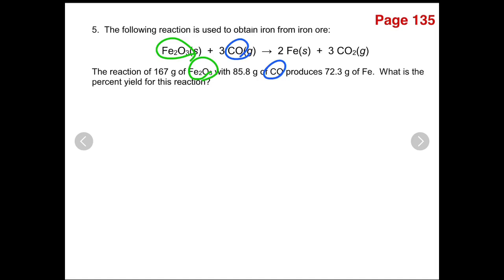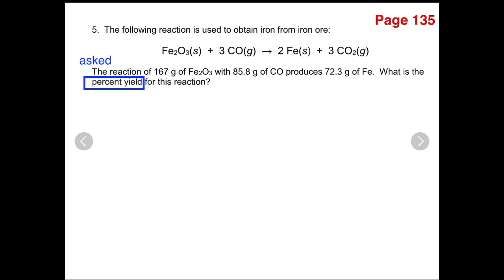Okay, so in this case, it talks about producing this much of the product. Hey, this is a product though. These two, yeah, these two are reactants, right? So these two are reactants. This one is the product. So why would they give us the amount of product? Okay, so the amount of product that is provided in the problem would be the actual product that we will need to use.